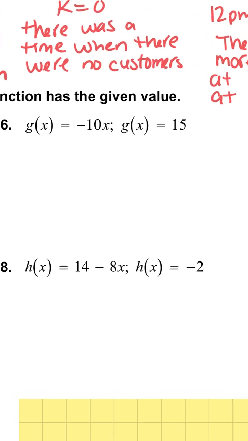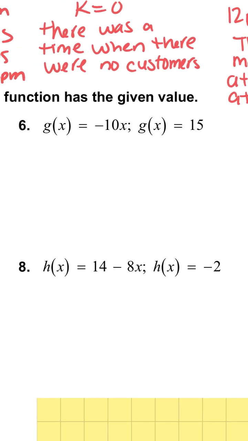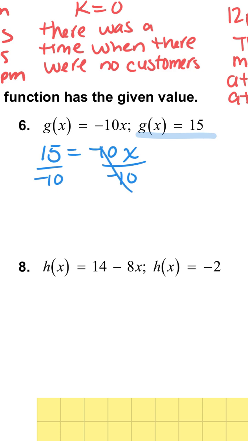And number 6, again, they're giving us g of x, which we're going to plug in right under this, which is 15 equals -10x. Again, we're just going to do what? Divide by -10 to cancel out. Always leave your variable positive. So we have here x equals 15 divided by -10, which gives us negative 1.5. And that's our answer for number 6.